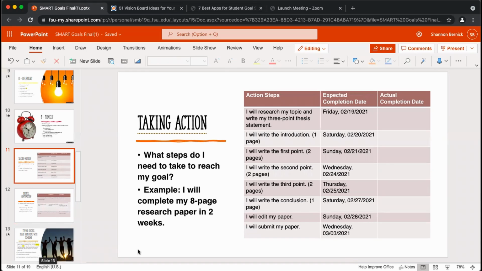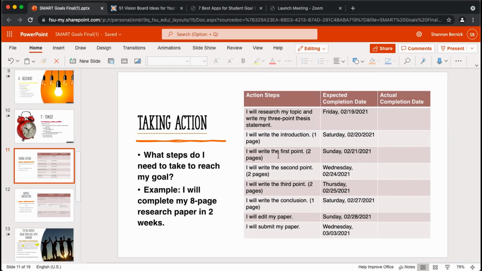And you can see here that I've actually just created a very simple table to track my progress. And so my action steps, first I'm going to research my topic and write my 3 point thesis statement. And here I put in an expected completion date. And then I left this last column blank because that's where you would fill in when you actually complete it. Next, I'm going to write the introduction, which is 1 page. And I gave myself a day to do that in between writing the thesis statement and doing research.